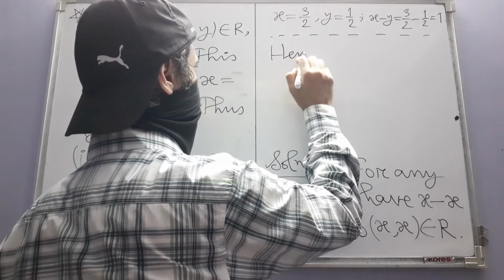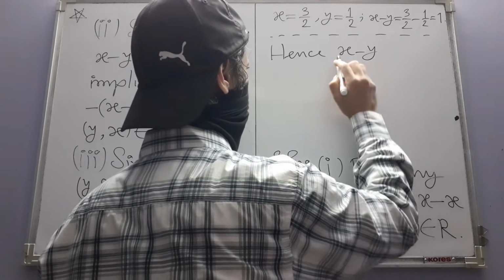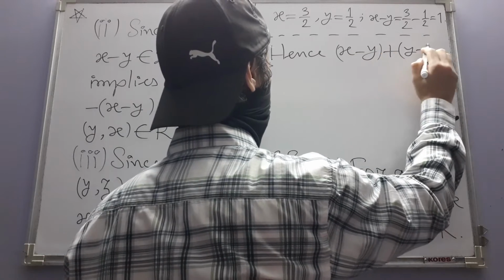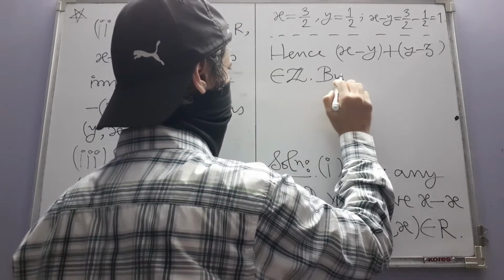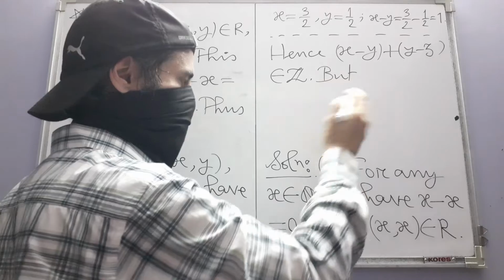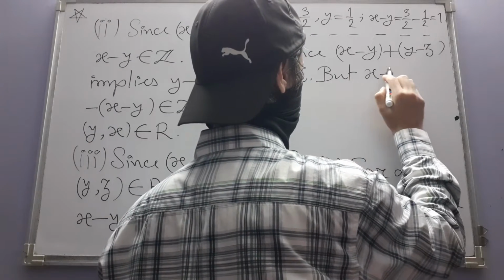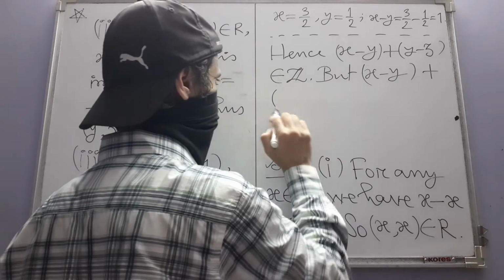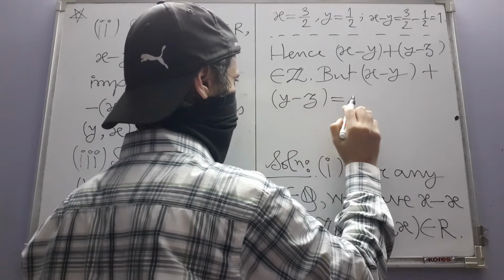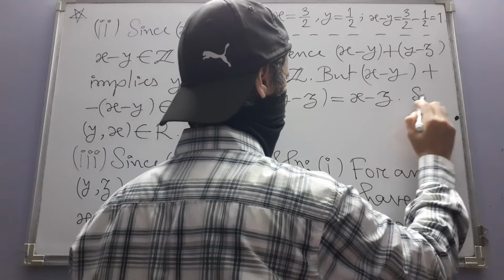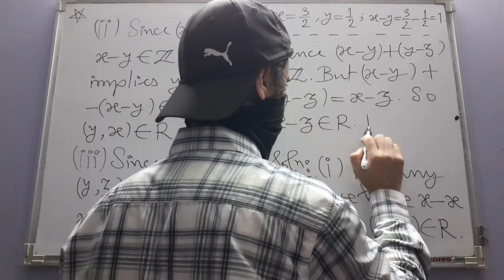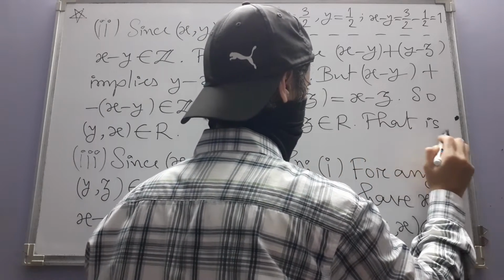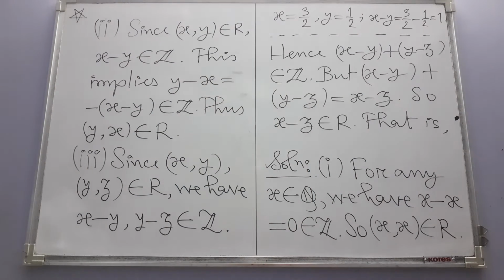But both of these differences are integers, so their sum will also be an integer. Hence, this is also an integer. But what is this sum? This sum is nothing but x minus z. So, x minus z belongs to R. That is, x comma z belongs to R. That's what we wanted to show.